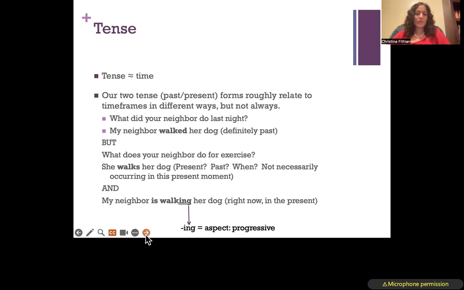So we're going to talk a lot more about tense in future classes, and we're going to draw some timelines. It starts to get a little weird and kind of almost sci-fi like when we talk about tense. So we'll definitely do that part in class.